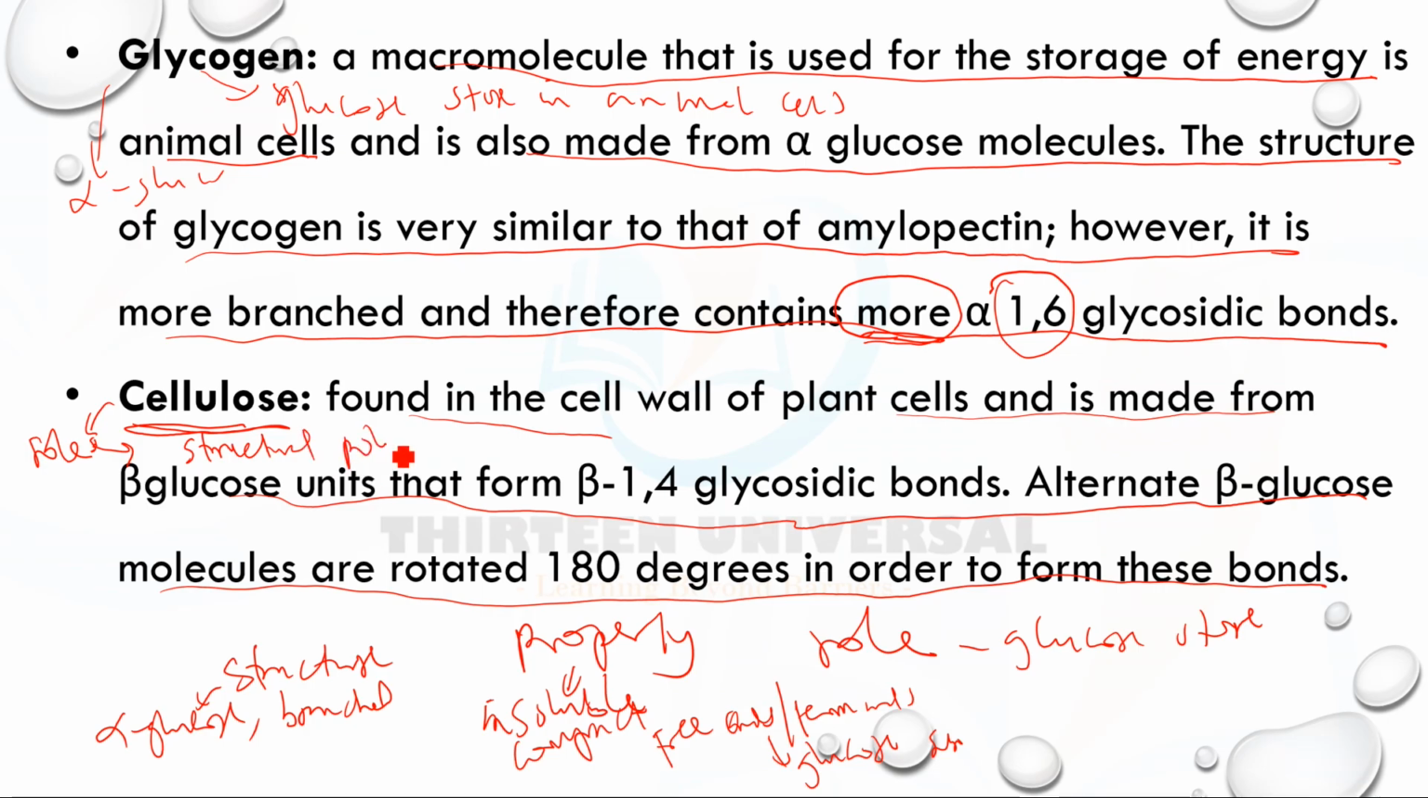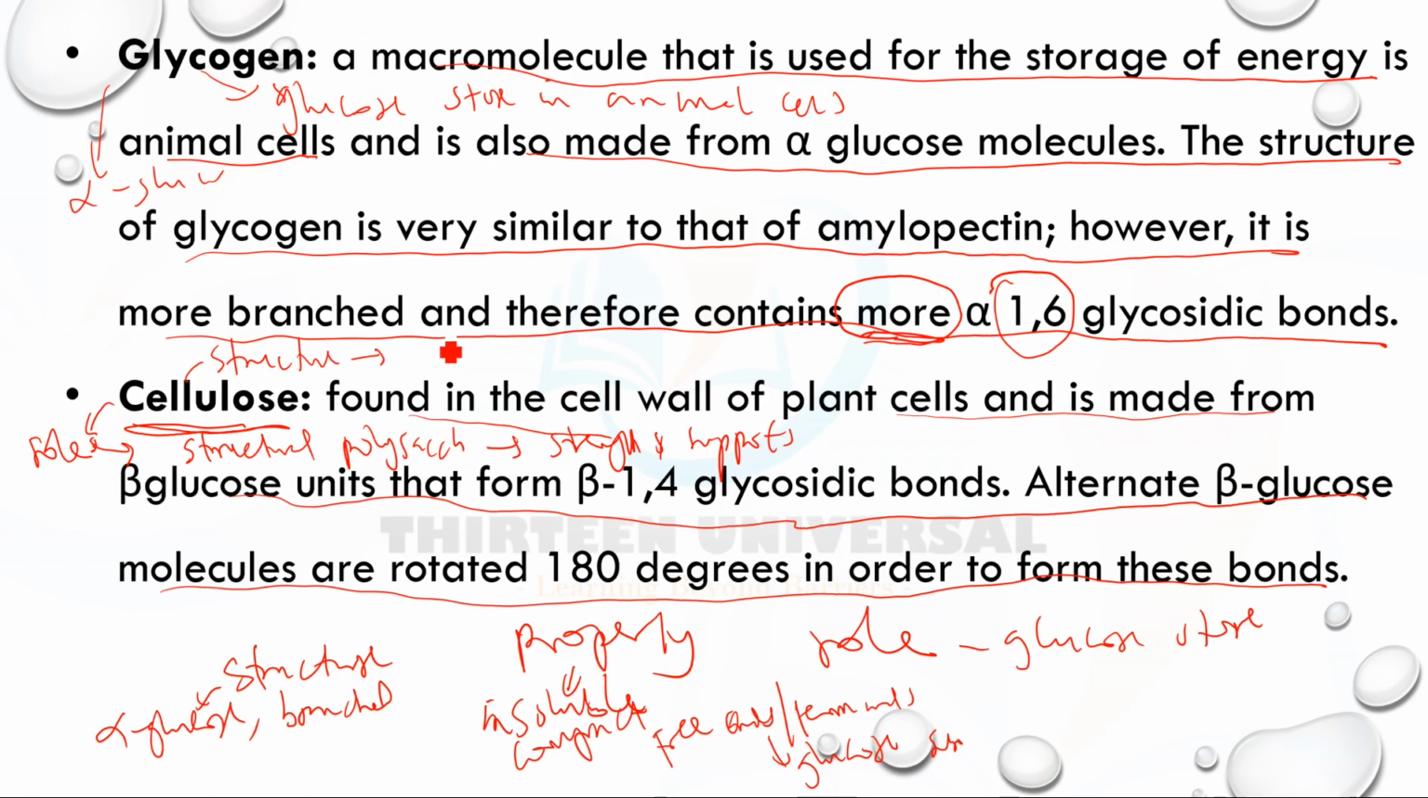Structural polysaccharide. So polysaccharide, what does that mean? It gives strength and support to the cell wall. Strength and support, that's one of the roles. But it also has another role, which is that it allows transport of water by the apoplast because it's polar.